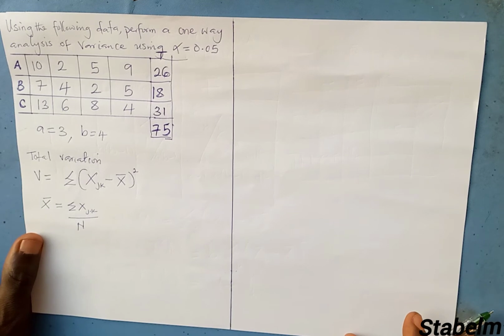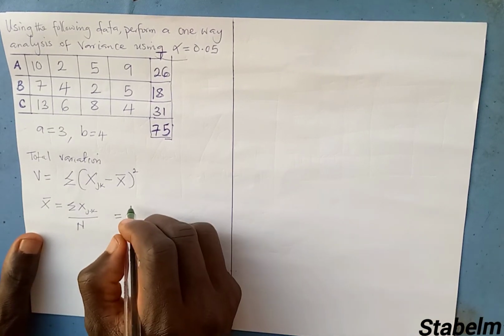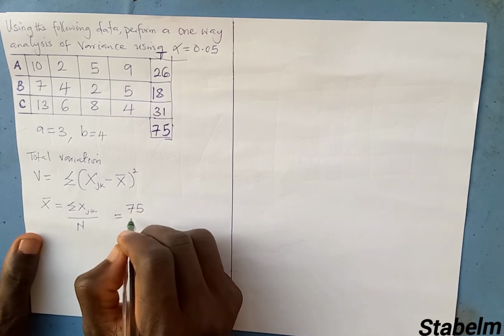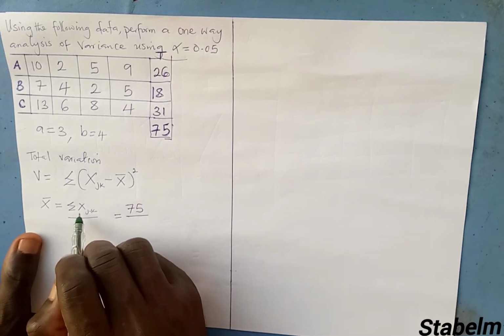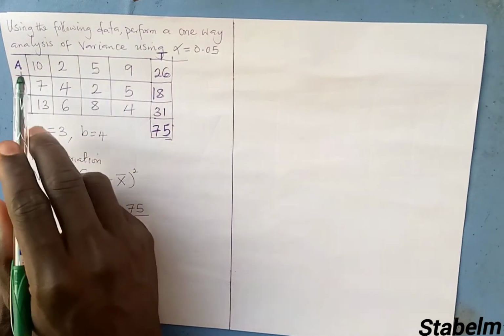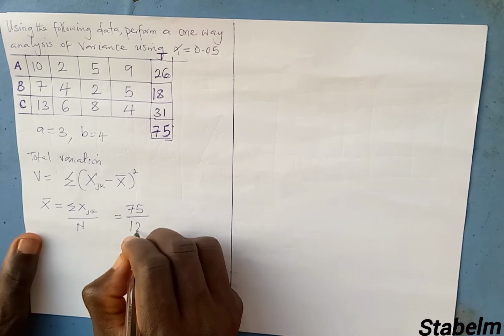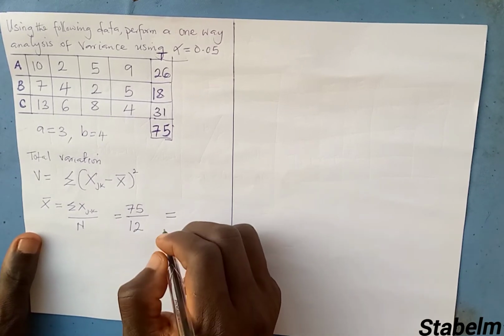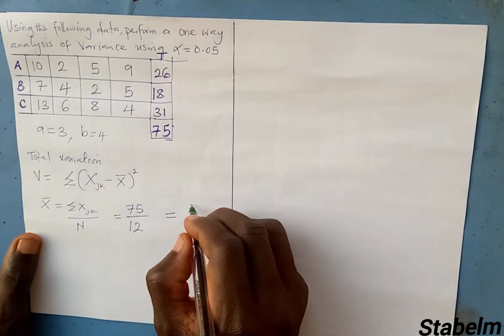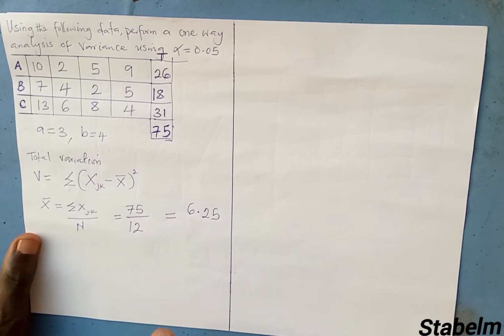So having it that way, this equals 75, the grand total, which is the summation of xjk, divided by n. If we multiply 3 by 4, we're going to have 12. So this will give us 12. And if we divide it further, this is going to give us 6.25. So that is our mean, the grand mean.